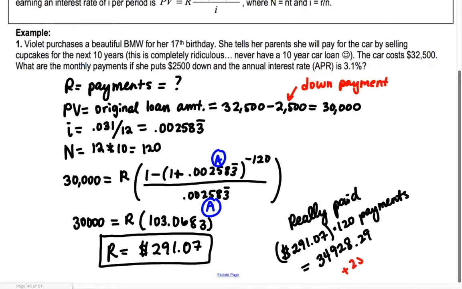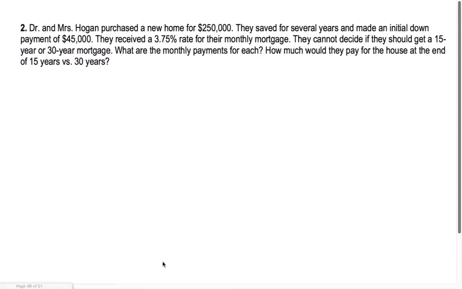Plus $2,500. So instead of that car costing her $32,500, it really cost $37,428.29. So a little bit of interest, right? All right, but not too terrible. That wasn't too bad.